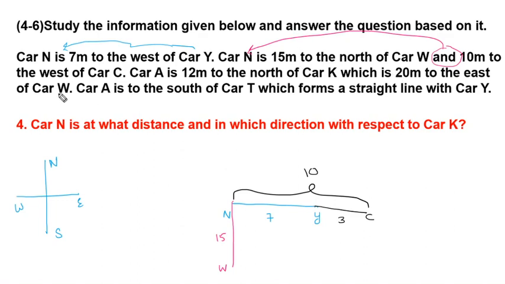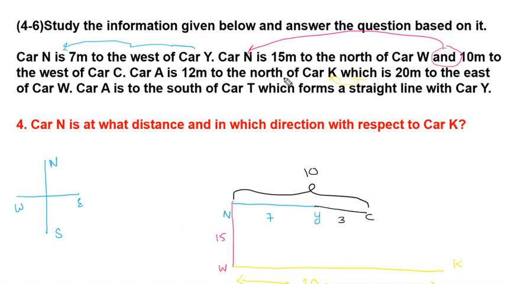Which is 20 meter east of car W. So here, which is referring to the person beside that. So K is 20 meter east of W. So here I have W. So to the east of W, K is present at a distance of 20 meter. Okay, so this total is 20, and up to here it is 10. Then now we can go for the previous point.